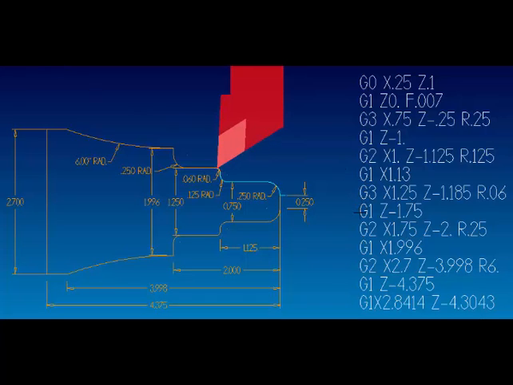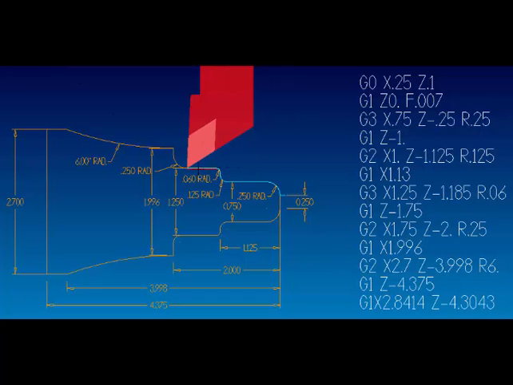Then we're going to make a straight line move to the next tangency point, which is Z minus 1 inch 750. So you take this 2 inch diameter, we have a 250 radius, so we back up 250 from 2 inch, so that is G1 Z minus 1 inch 750. So let's complete that move.